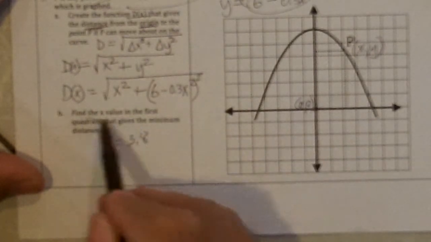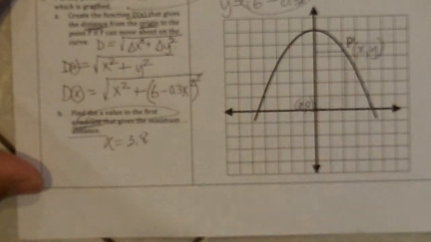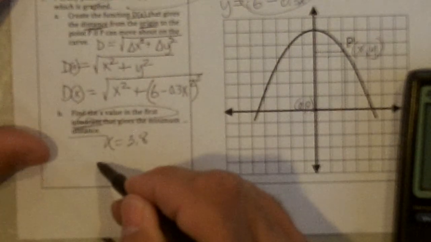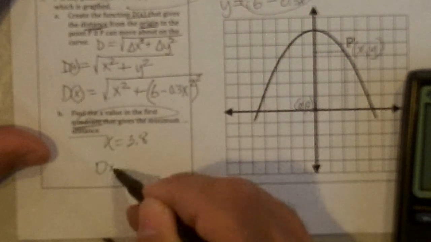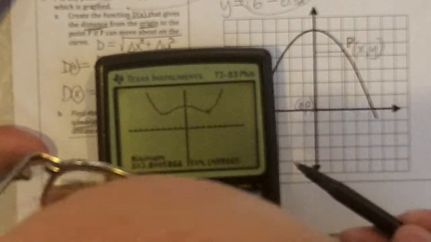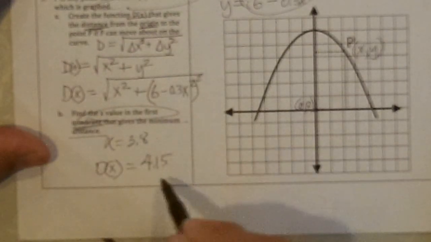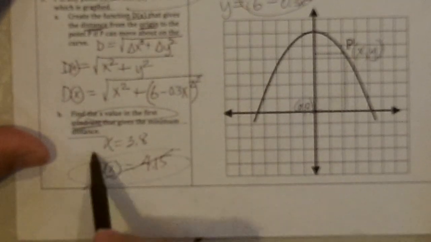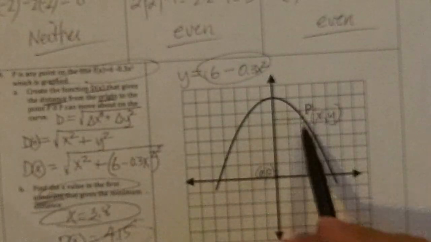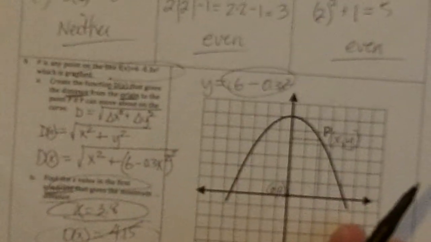And that's what I asked you to find, the x value where you have a minimum distance in the first quadrant over here. So you don't want to do the negative one. Now if I actually asked for the minimum distance, then that would have been 4.15. But I didn't ask for that. So x equals 3.8, the x coordinate that gives you the shortest distance from the origin to the point. And that's the test.